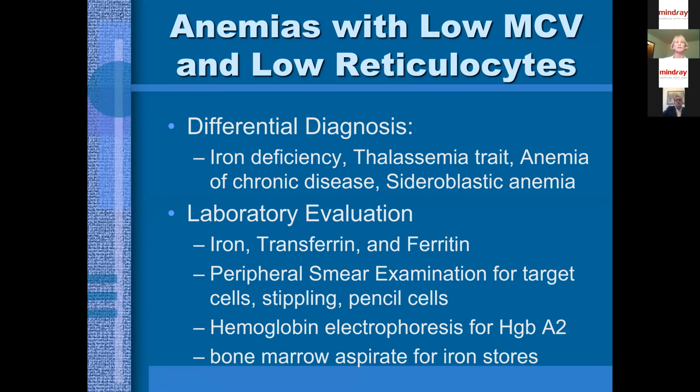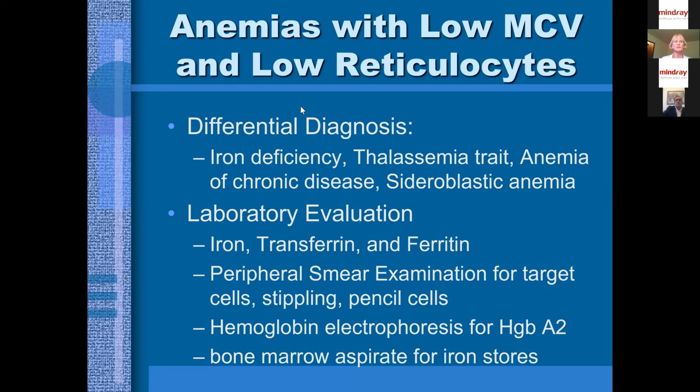Now I'd like to move on to anemias with a low MCV and low reticulocytes. So I've finished with the hemolytic anemias and anemias with high reticulocytes, and now I'm moving on to the category of low reticulocytes. In those anemias, the MCV can be very helpful in focusing the investigation of the cause of anemia.